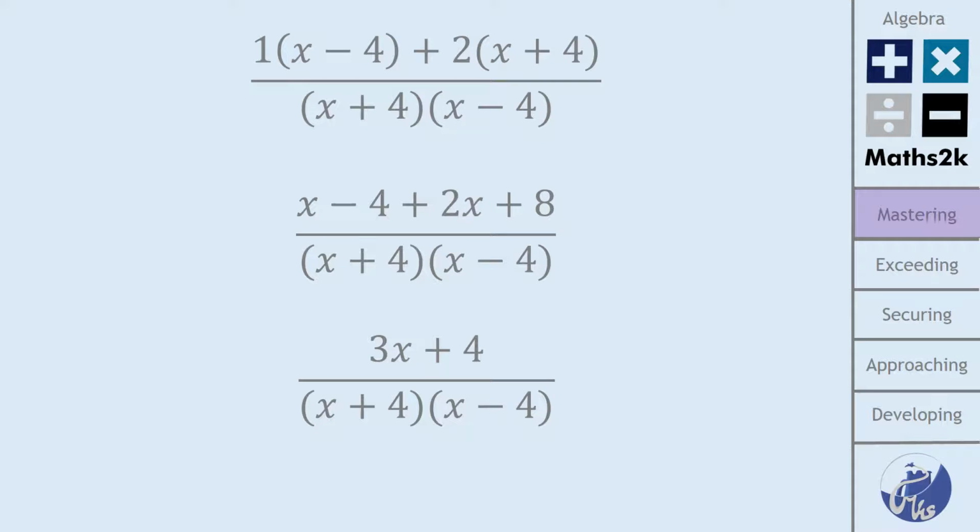Hopefully this video has been helpful, just going through some of the basics about how to add algebraic fractions. Thank you.